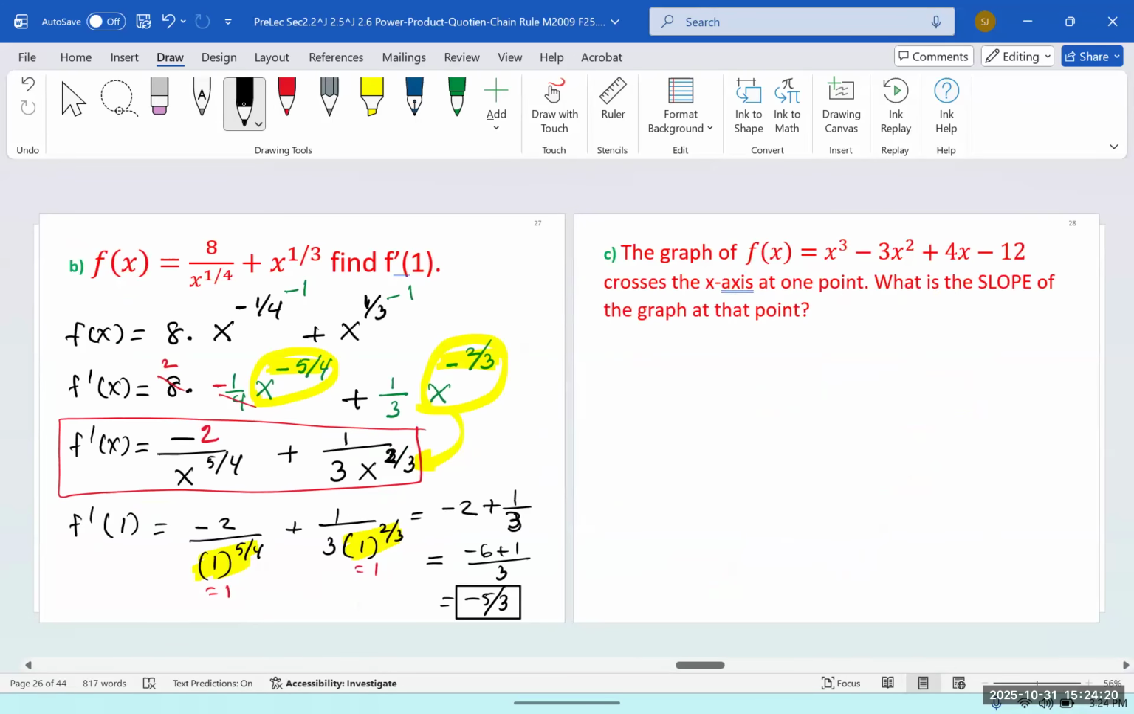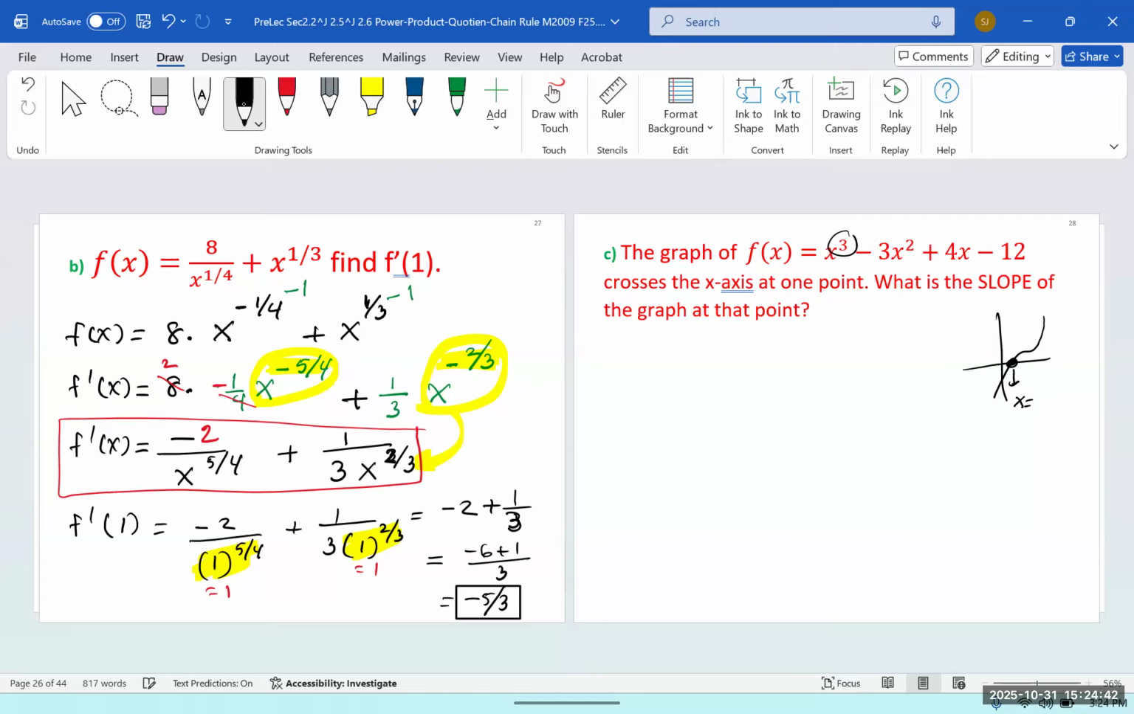Now the next one is an interesting one. It says the graph of this function crosses the x-axis at one point. So this is a cubic graph. So you have some type of cubic graph. It crosses the x-axis once. What is the slope of the graph at that point?